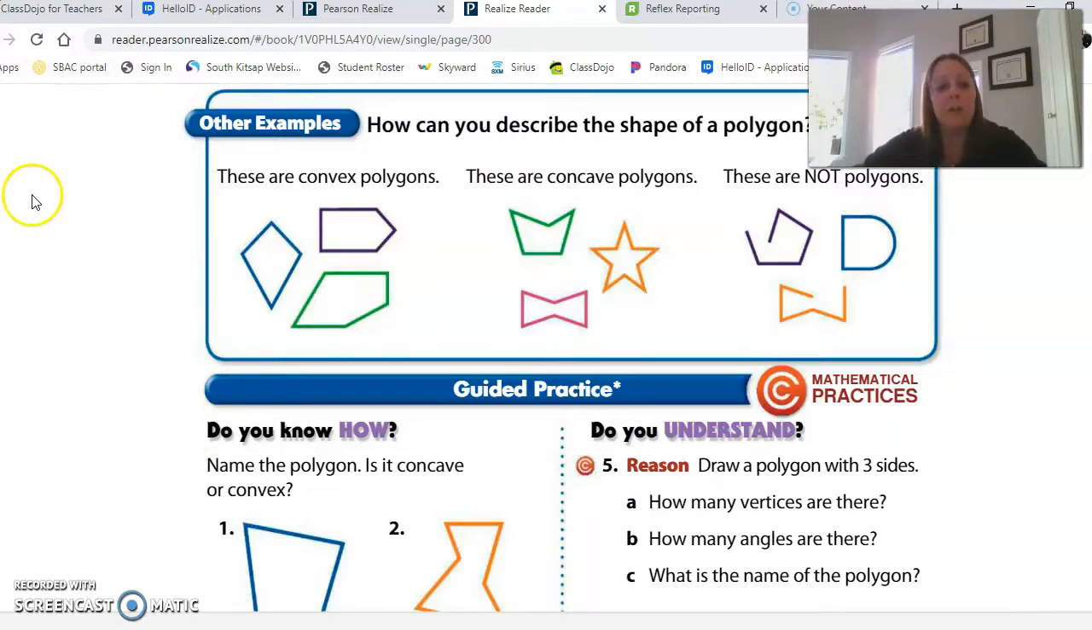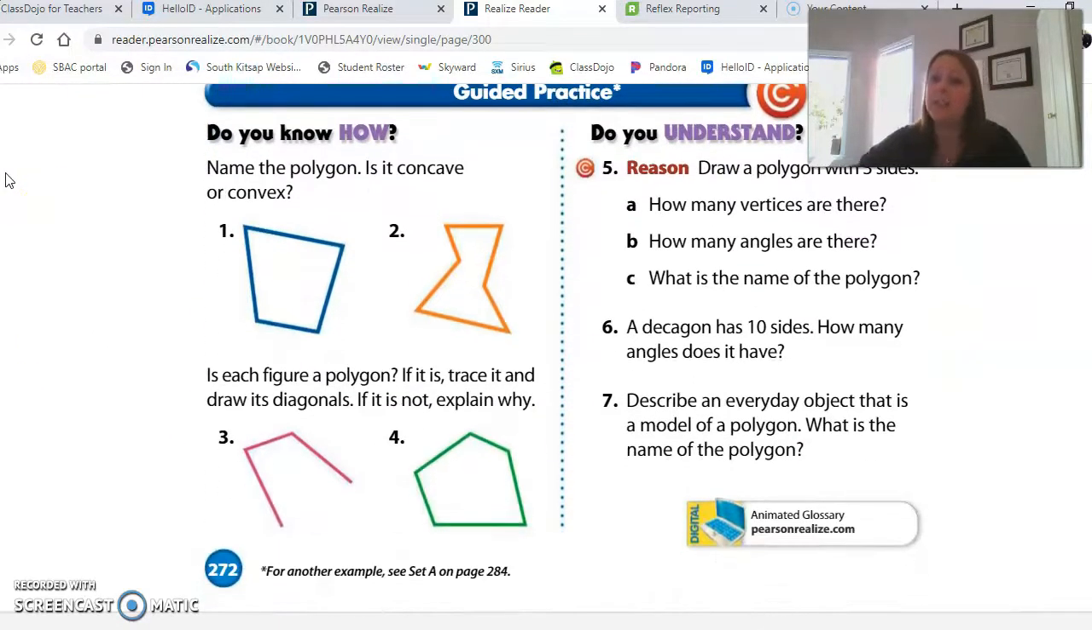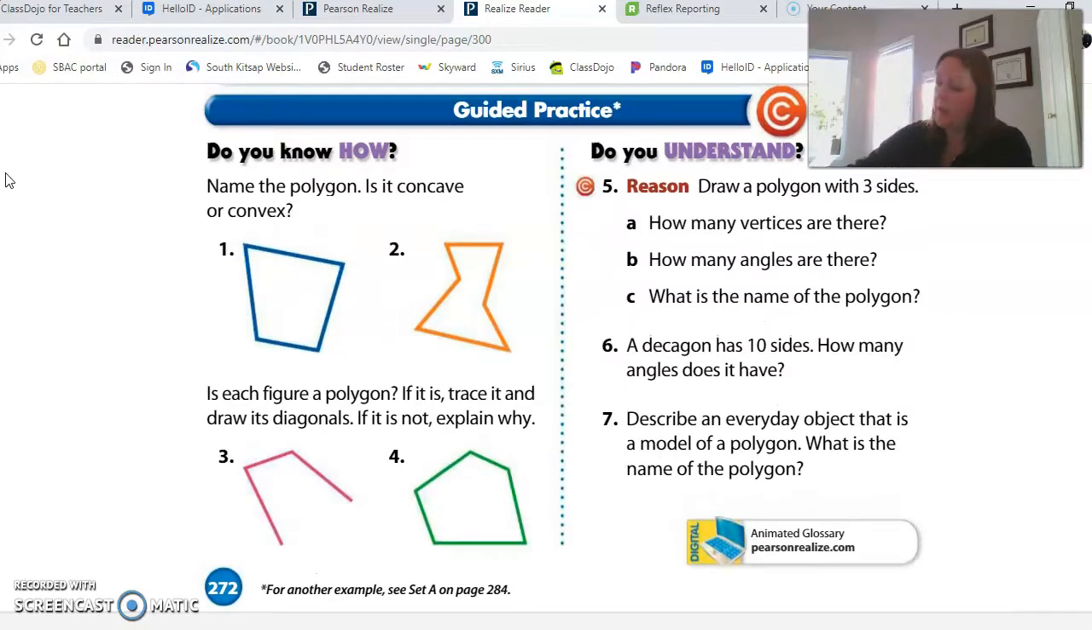So now we're just going to go through some of the guided practice, and I'm just going to kind of talk about them. And like I said, since we've already done this in class, we should remember what to do. Now I'm going to write my guided practice and number 1. So my notebook just kind of looks like this. So number 1, it says name the polygon. Is it concave or convex?